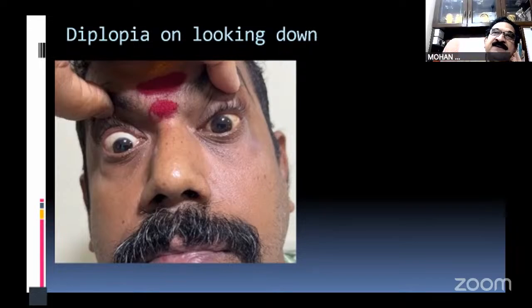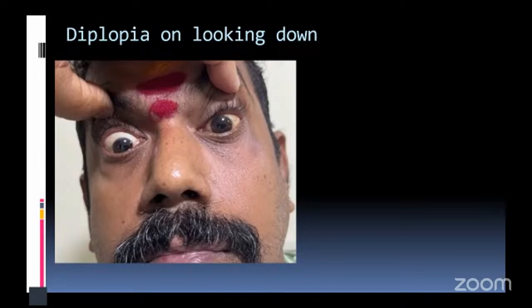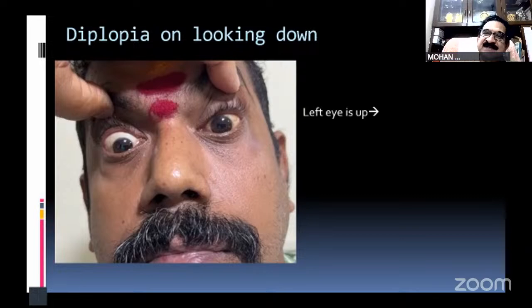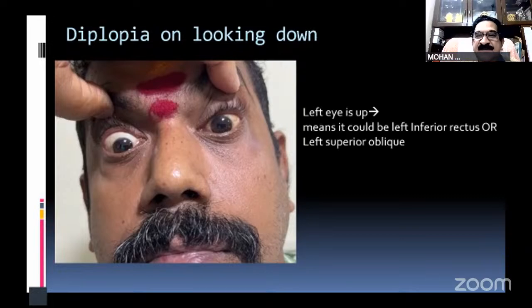If the right eye had been at fault, if the elevators were depressed, the diplopia should have been on looking up. Here diplopia is on looking down, so it must be the left. Which muscles could be weak on the left side to produce diplopia on looking down? Left inferior rectus or left superior oblique? Very good. That's the answer. So it could be left inferior rectus or left superior oblique.